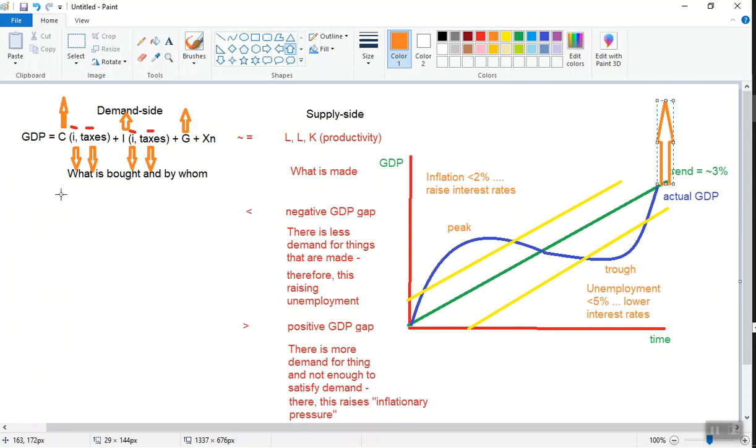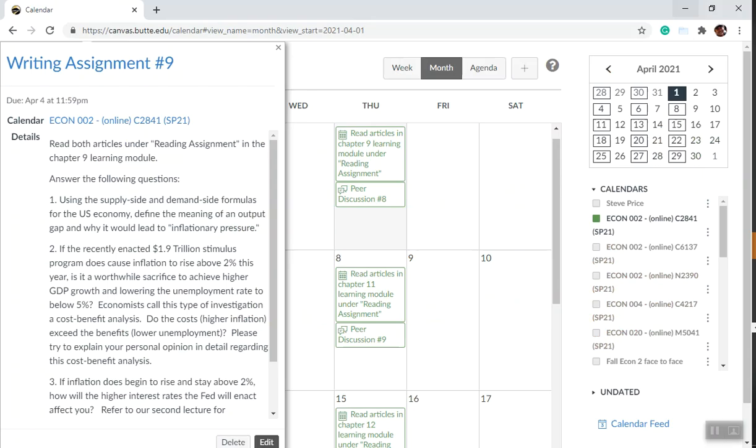So hopefully you're getting a better idea of this output gap and how it can lead to inflation and how this relates to everything that we've been learning this semester. Let me go back to a writing prompt here. So number 2, if the recently enacted $1.9 trillion stimulus program does cause inflation to rise above 2% this year, is it a worthwhile sacrifice to achieve GDP growth and lowering the unemployment rate to below 5%? So we economists, we like to do what's called a cost-benefit analysis.